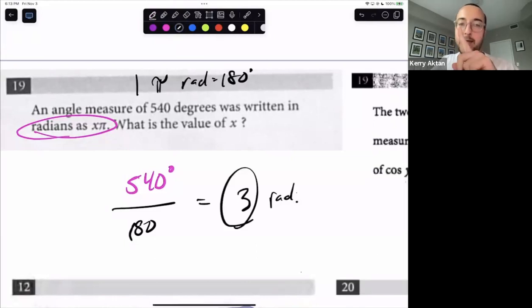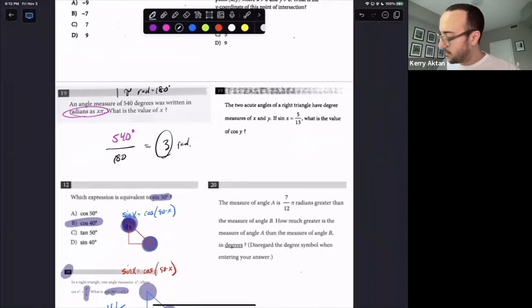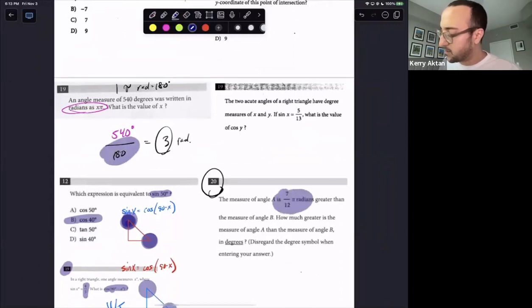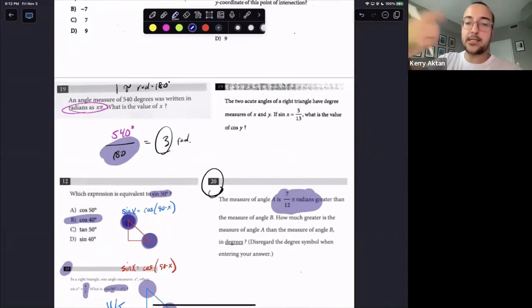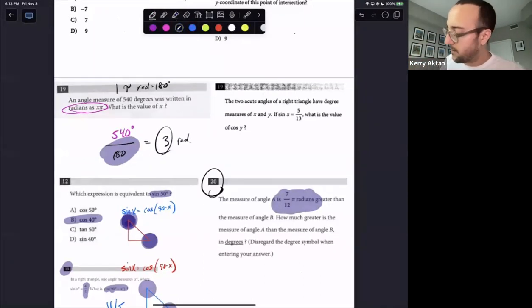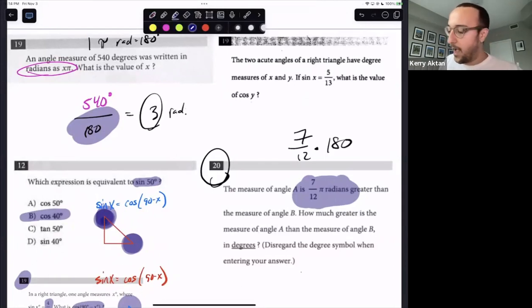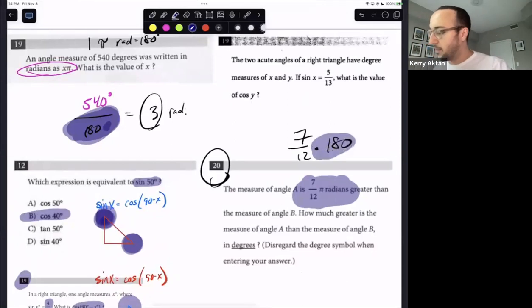So again, 1 pi radian is 180 degrees. And if that's the case, how did I get out of degrees and into radians? I divided by 180. But you guys are smart. If I want to get out of radians and into degrees, what would I do? For number 20, non-calc there, that would be 7/12 times 180. Again, listen to that or write that down. To get out of degrees and into radians, divide by 180. To get out of radians into degrees, multiply by 180. I hope I didn't mess up that order.